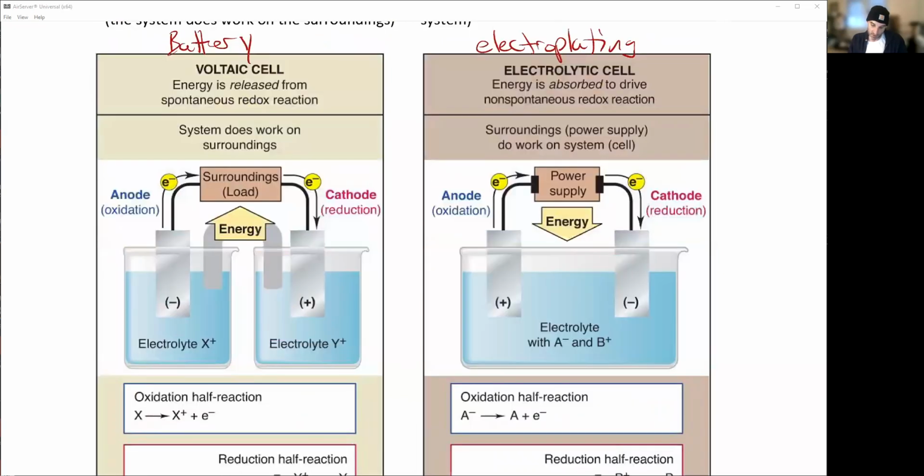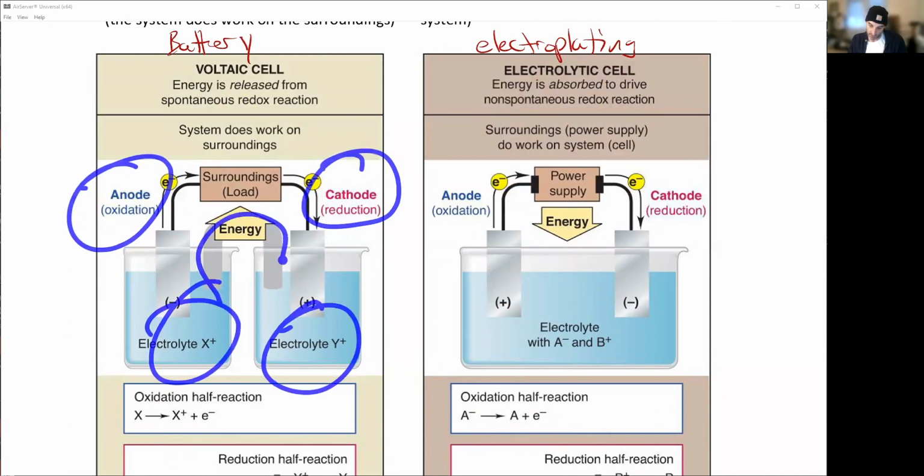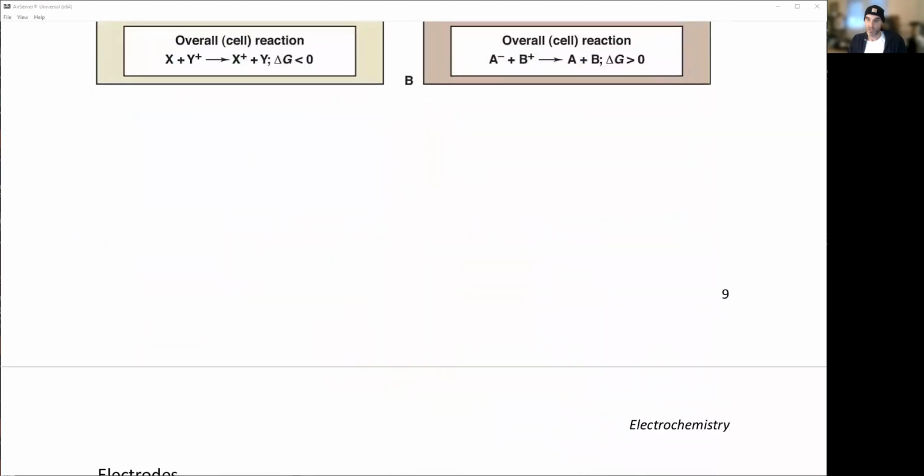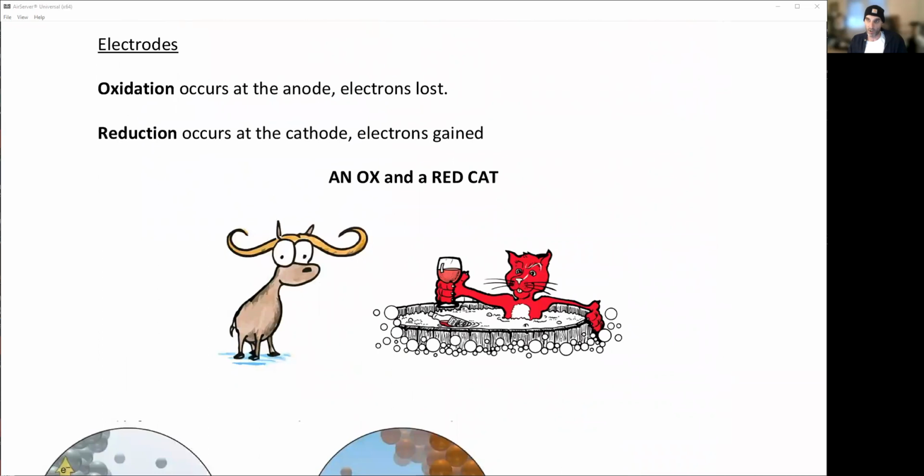So this is what you're used to seeing. An anode and a cathode, you have this electrolyte, you have this little salt bridge in between the two, and electrons go between the anode and the cathode. So a couple of things.